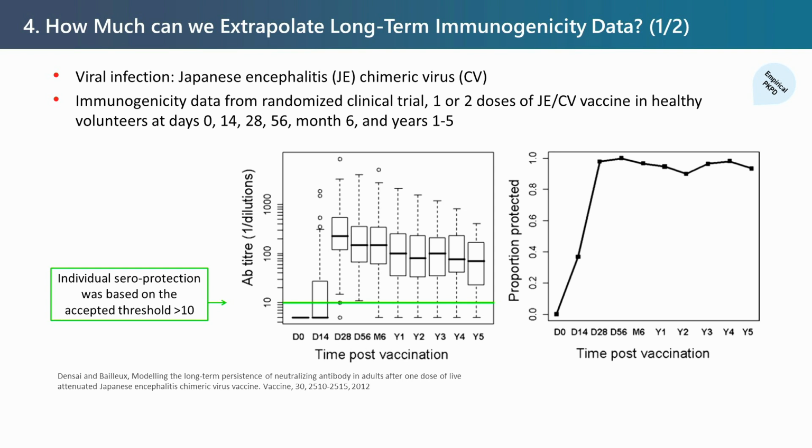The box plot shows the observed antibody titers between time 0 and 5 years in subjects receiving a single dose of the vaccine. The green lines represent the accepted threshold of protection of 10 times dilutions. The plots on the right-hand side summarize the protection against the virus we can expect based on the titer observation and threshold.